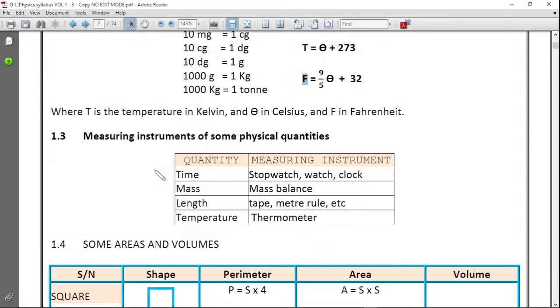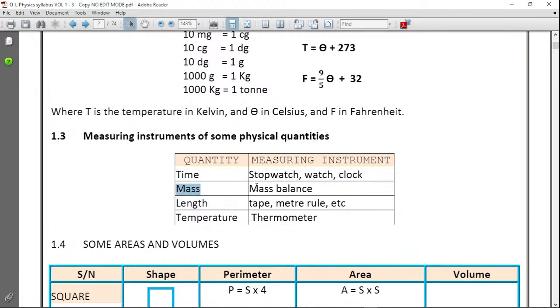Still with Form 1, Form 2, Form 3 work, these physical quantities have their units and their measuring instruments. For example, time is measured with a stopwatch. That's the main measuring instrument. It can be measured with a clock, watch, and so on. But the main instrument for measuring time in the laboratory is the stopwatch. So that's what you should give.